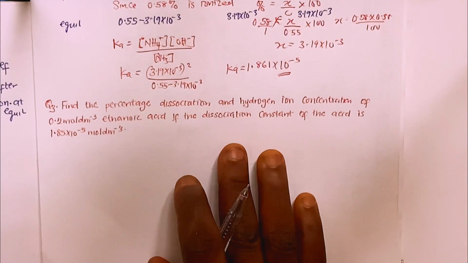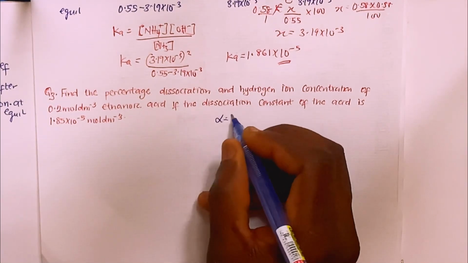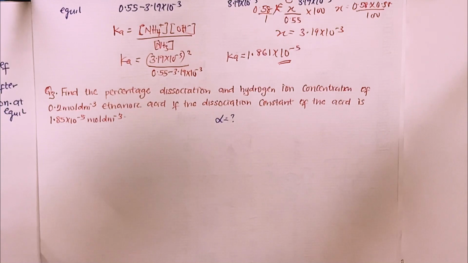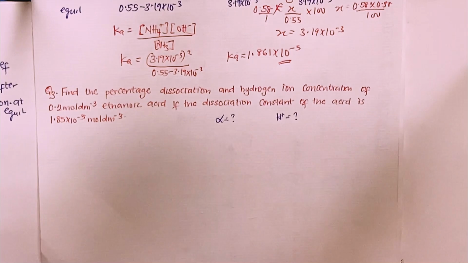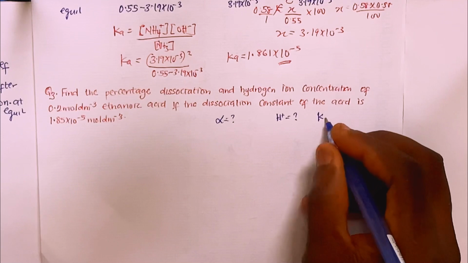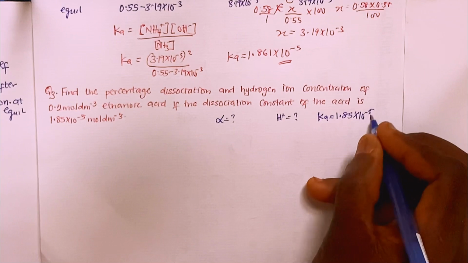The last question I'm having here is somewhat different from the one I've been solving. Here the question says find the percentage dissociation and hydrogen ion concentration. That means I'm asked to find two things. The first one is my alpha, the percentage dissociation, which is the degree of dissociation. Then the hydrogen ion concentration of 0.2 mole per dm³ ethanoic acid, if the dissociation constant of the acid is 1.85 times 10 raised to power minus 5. So I'm given my Ka equals 1.85 times 10 raised to power minus 5 mole per dm³.